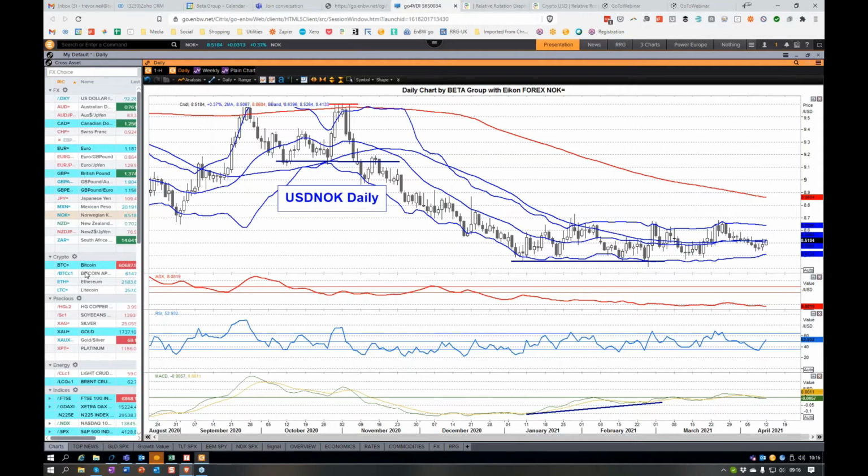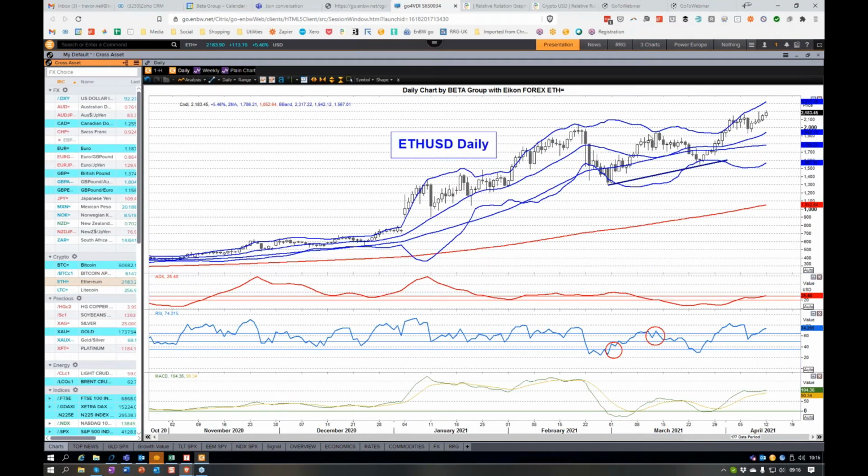So let's start with Ethereum, the right thing. Here we've got Ethereum making its new high, another new high this morning. Trend is up, higher lows pattern. I won't bother showing you the weekly chart because it's very powerfully bullish. All the moving averages are pointing upwards.